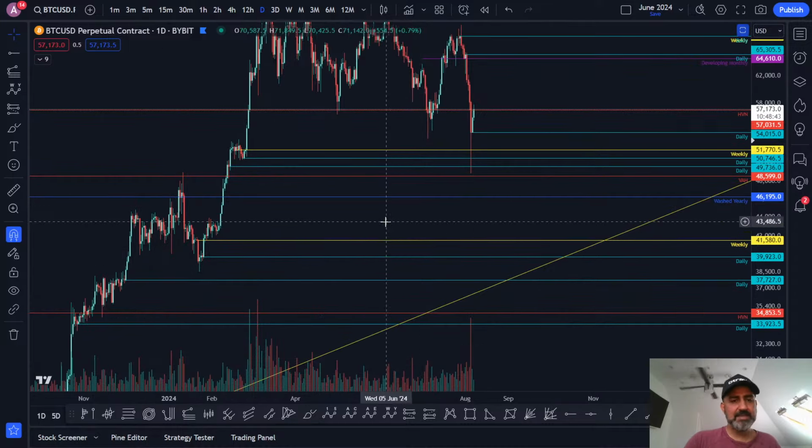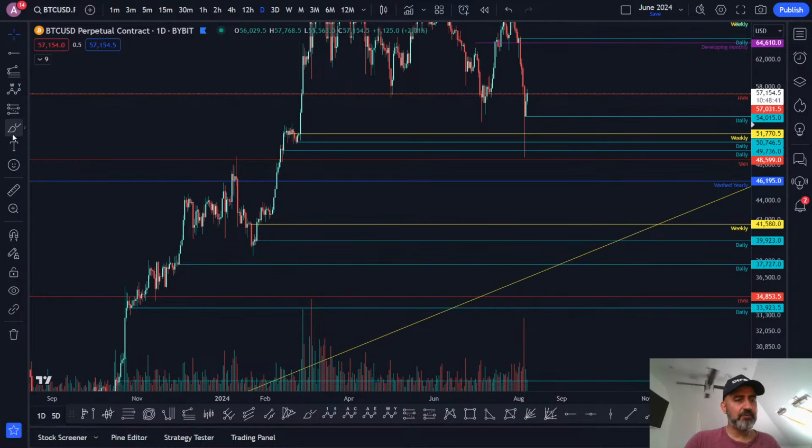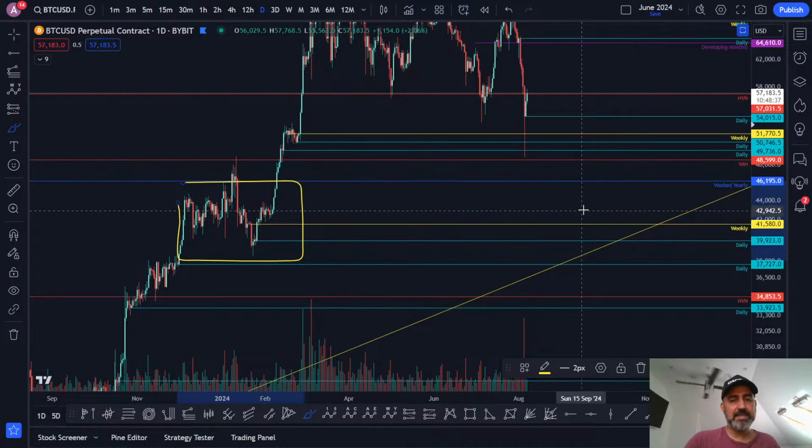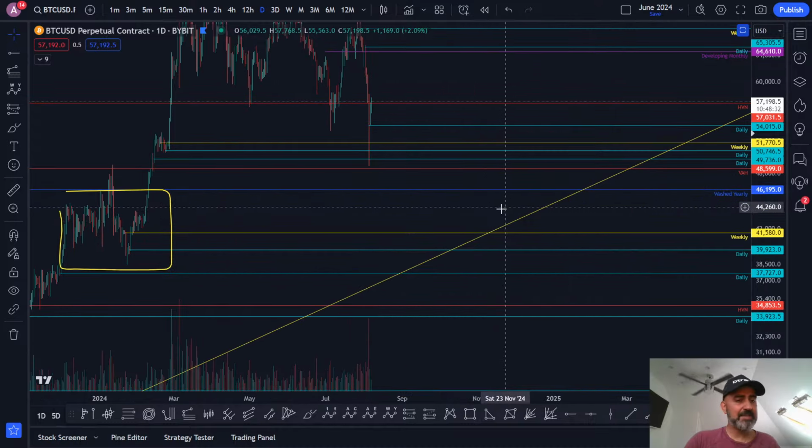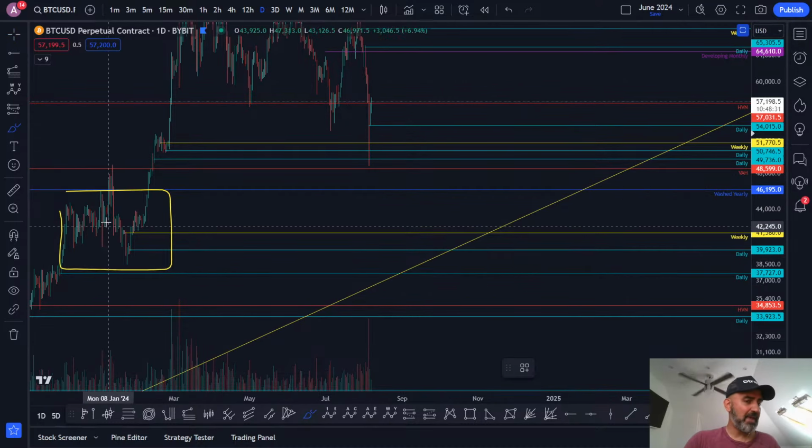But this is it, isn't it? Look, the price here ranged for multiple weeks. That's where the liquidity is. That's where the price could come down to settle. Yeah, that will be a back test of the Bitcoin ETF launch.